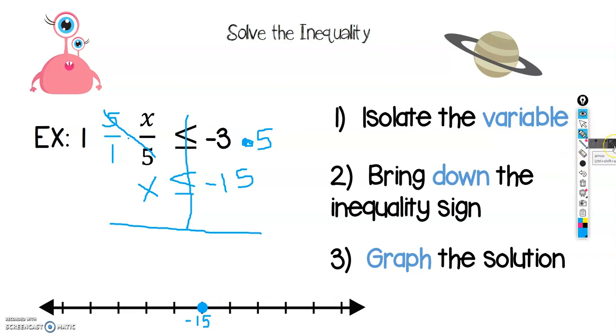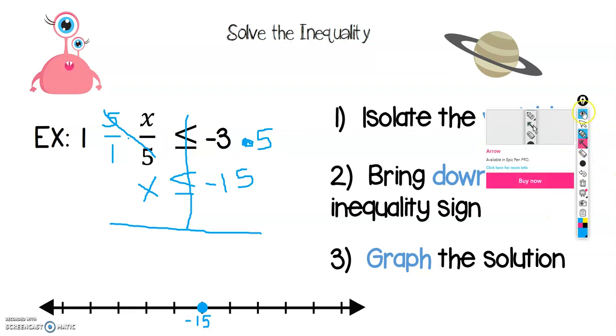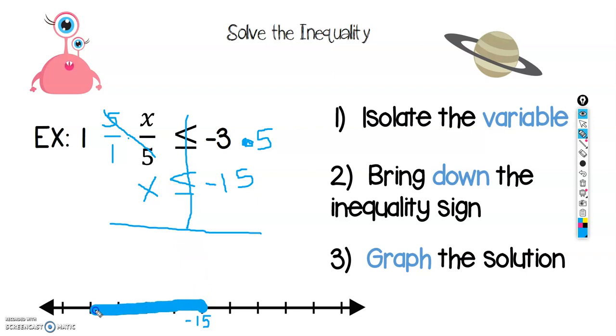We'll do more ink, and then the question is: is this more than, greater than, or less than? I'm going to look at my variable right here, at my x, in relation to the inequality sign. I notice that my inequality is facing away, the mouth is facing away, so my x is less than. So my solution is x is less than or equal to, since my dot is filled in, -15.